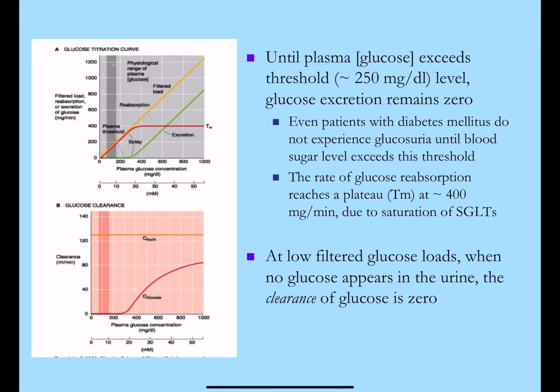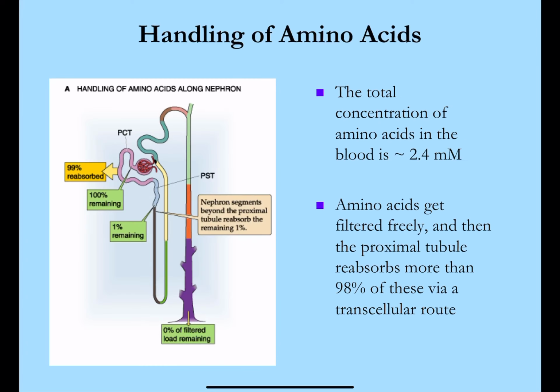Another one at the bottom shows that at low filtered glucose loads, no glucose appears in the urine, and clearance of glucose is 0. It's a no-brainer, we kept saying that. But it's reiterating the fact that until I get to 250 plasma glucose levels, I'm not clearing anything from the blood, right? The clearance has to be 0 because I'm not taking that glucose and putting it in the urine. Only after 250 levels do I start seeing some clearance of glucose that I can talk about. All right, good deal. Then we'll look at some other small things.